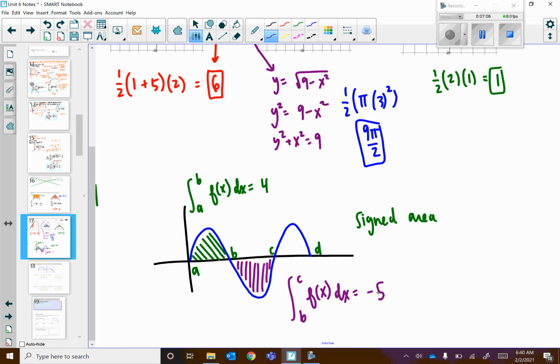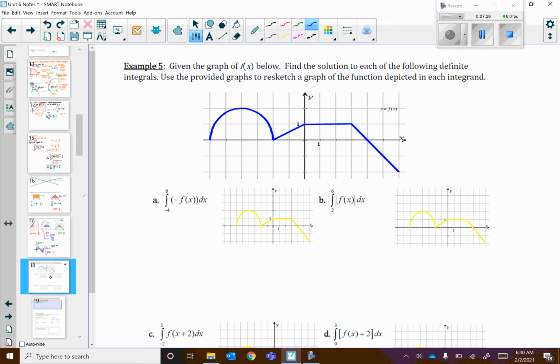I'm just making up the shaded areas. The integral down below the x-axis is negative. It gives us a signed area, takes that into account. And we'll look more with properties of integrals soon, but I did want to point that out because in our next example, we need to use that. So it says, given the graph below, find the solution to each of the following definite integrals. Use the provided graphs to resketch a graph of the function depicted in the integrand.